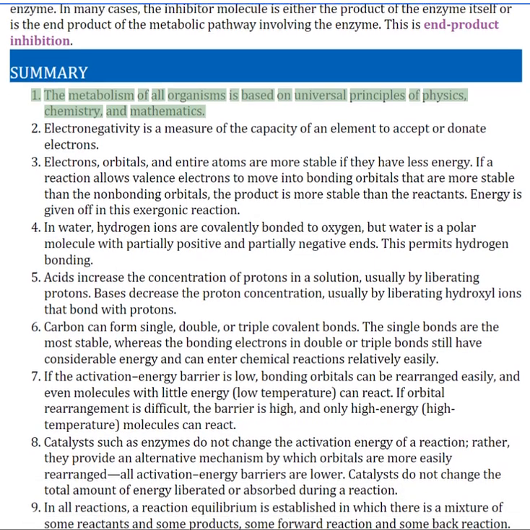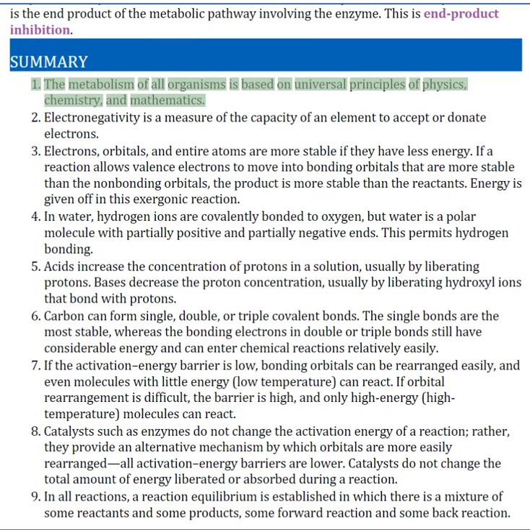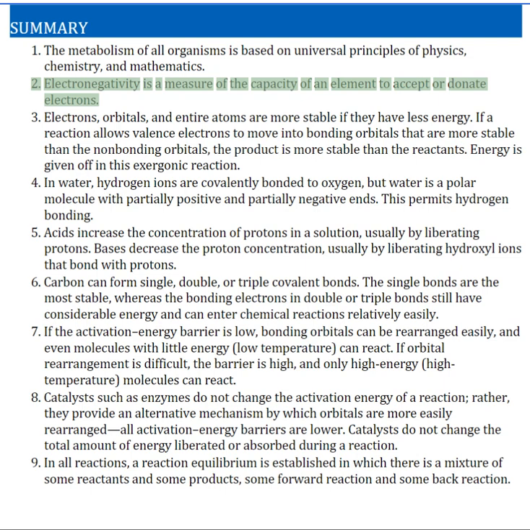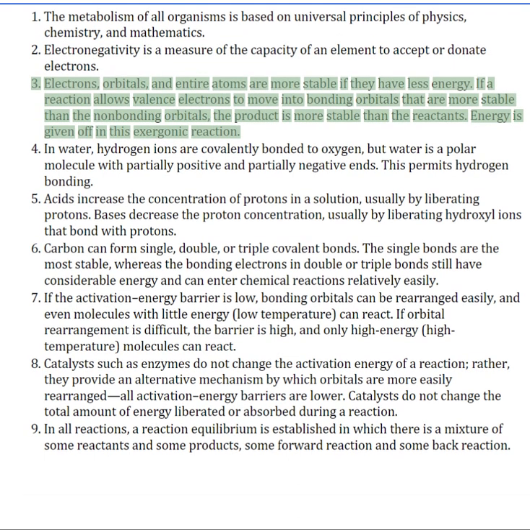Summary. 1. The metabolism of all organisms is based on universal principles of physics, chemistry, and mathematics. 2. Electronegativity is a measure of the capacity of an element to accept or donate electrons. 3. Electrons, orbitals, and entire atoms are more stable if they have less energy. If a reaction allows valence electrons to move into bonding orbitals that are more stable than the non-bonding orbitals, the product is more stable than the reactants. Energy is given off in this exergonic reaction.